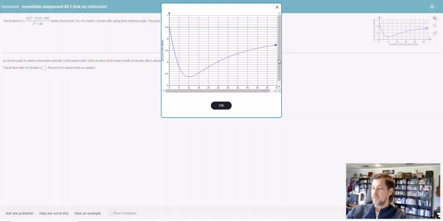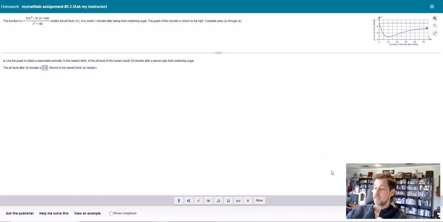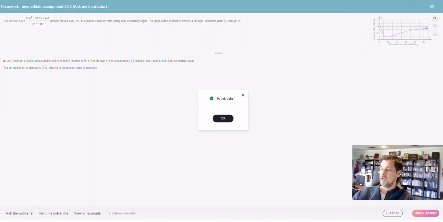I'll look at it a little closer. On the horizontal axis is time, minutes after eating, and on the vertical axis is pH. I can see 24 right here. That would be 24 minutes after eating, and whatever that number is vertically over here is the pH. So let's see, 4.5, 4.6, 4.7, 4.8. At 24 minutes, we're at a pH of 4.8 just looking at this scale. So we'll put in our answer like so, and then check it, and it works.